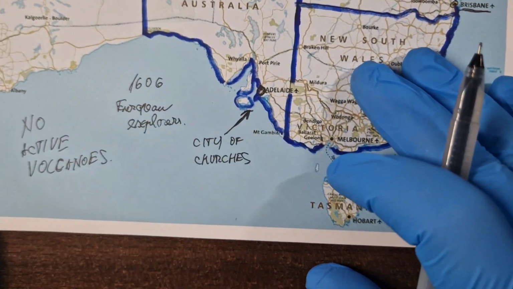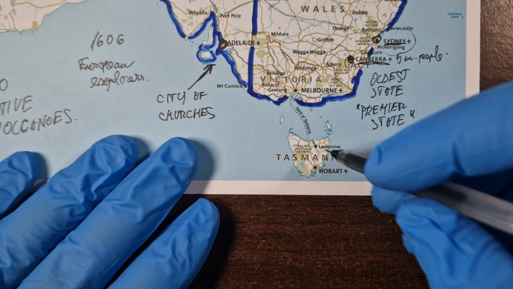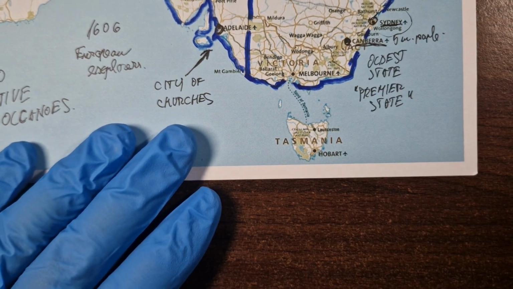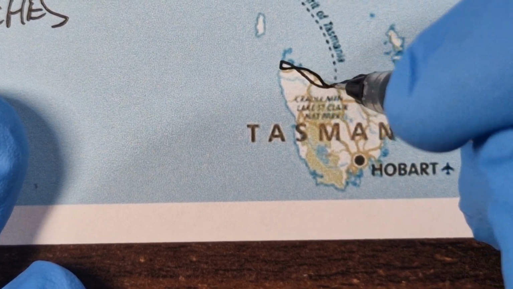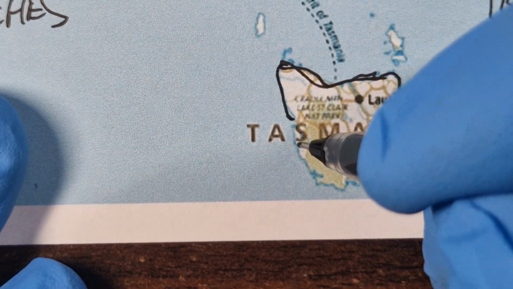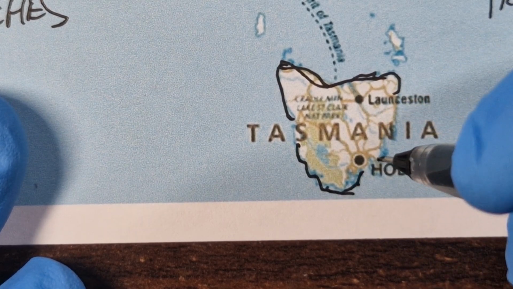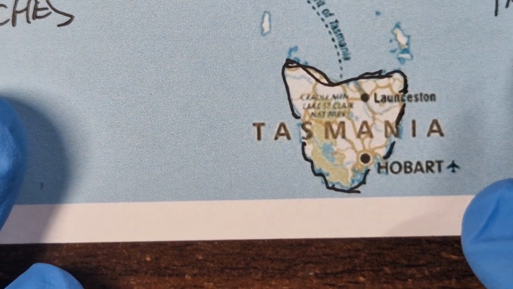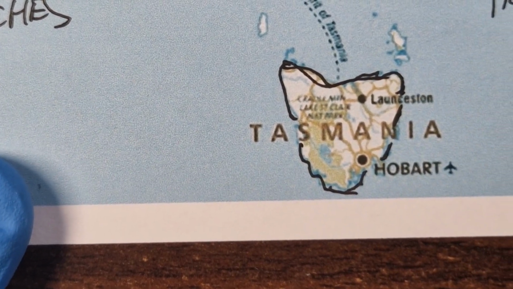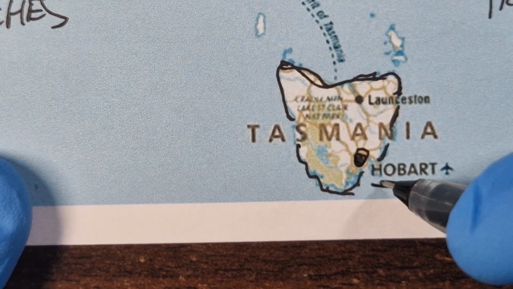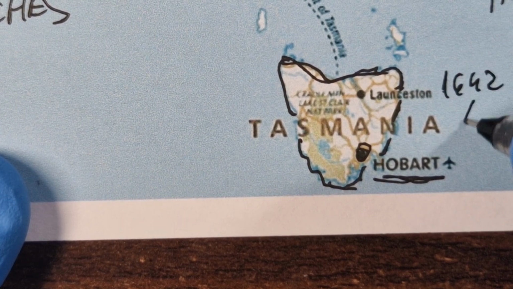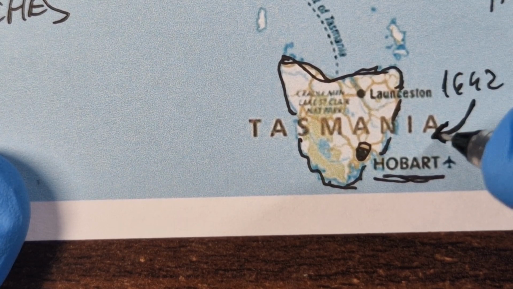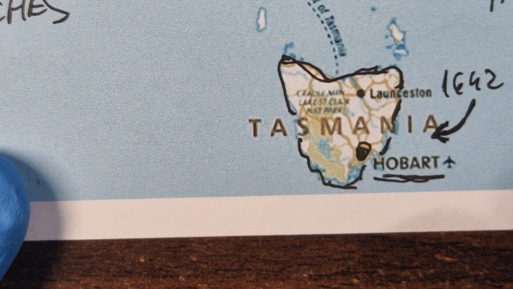Next is Tasmania. Tasmania is right here. Let's trace the contour of Tasmania, which is an island, but it's part of Australia. It's a territory of Australia. The capital is Hobart. Tasmania was first discovered in 1642 by Abel Tasman.